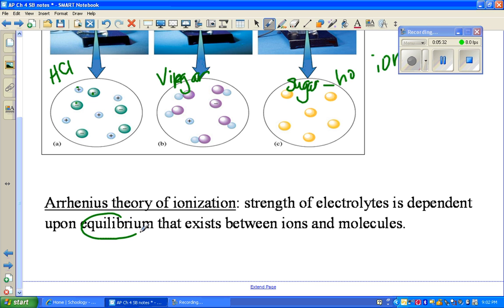And equilibrium, we're going to talk about that until we're blue in the face once we get to those chapters. Equilibrium just means that there is a balance. So it's going to depend upon the balance between the ions and the molecules that are there.